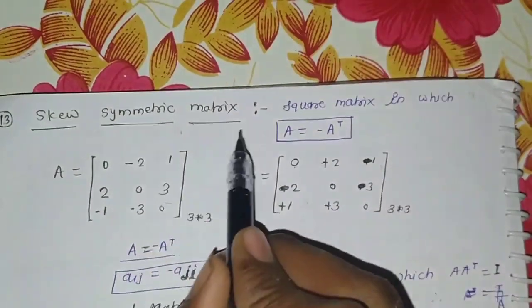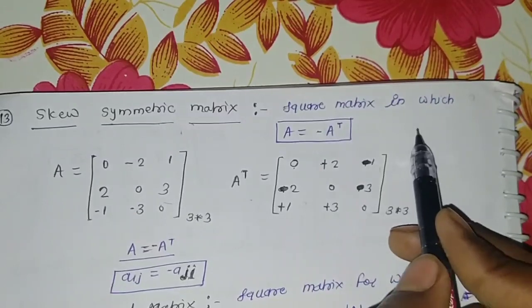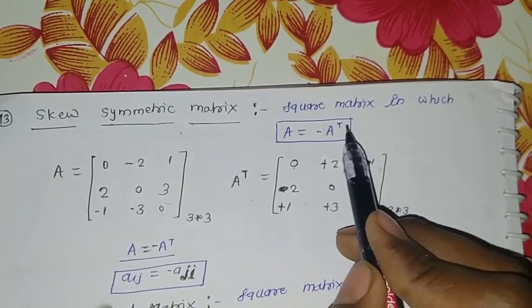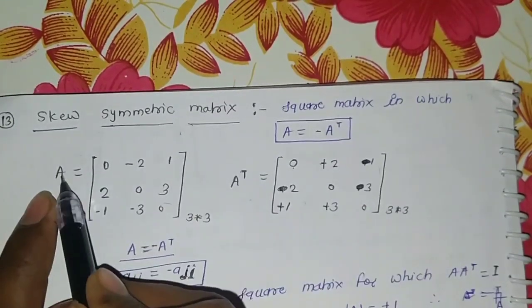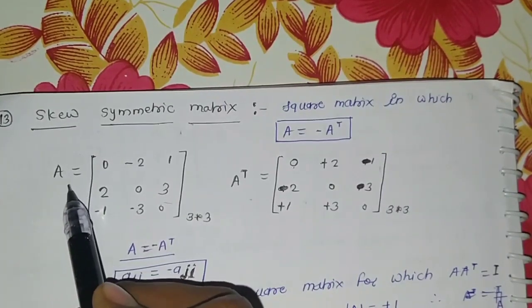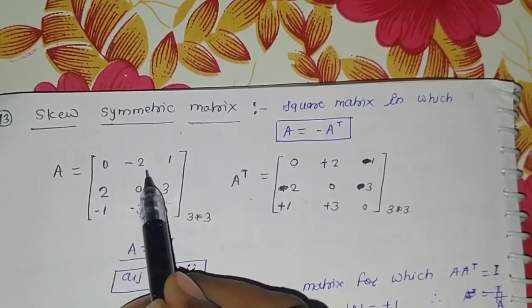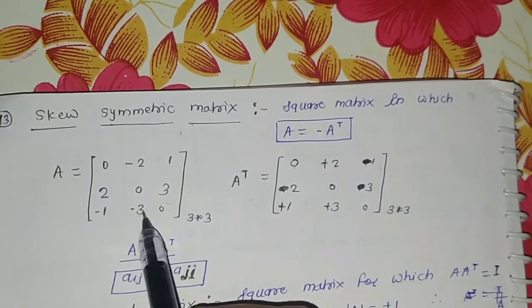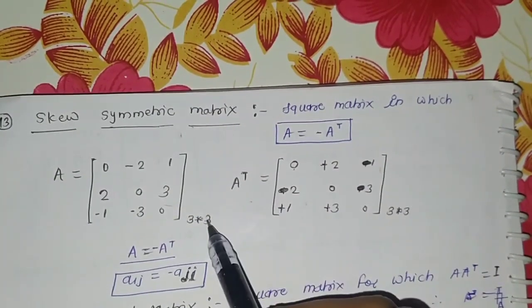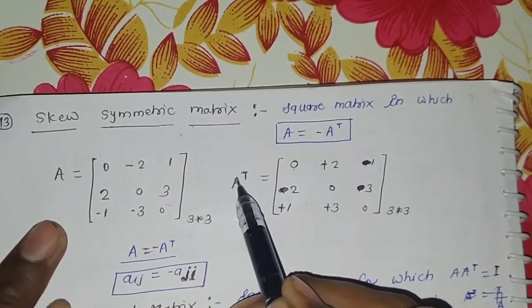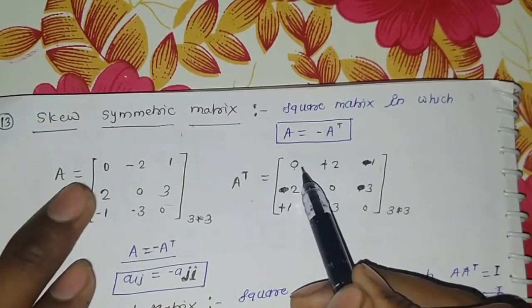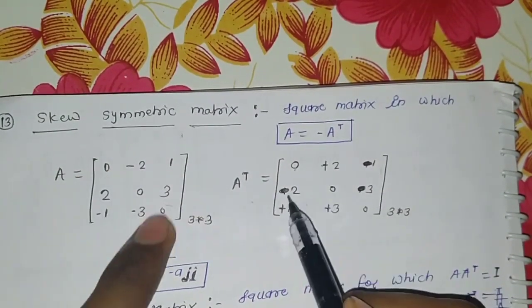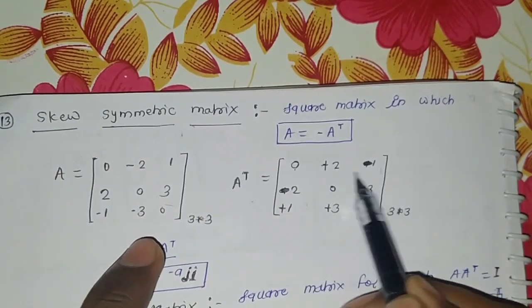So next one, skew symmetric matrix. It is the square matrix in which A is equal to minus A transpose. So here, let's take matrix A: 0, minus 2, 1; 2, 0, 3; minus 1, minus 3, 0. So this is a 3 by 3 matrix. If we take A transpose, you get rows converted into columns and columns converted into rows.